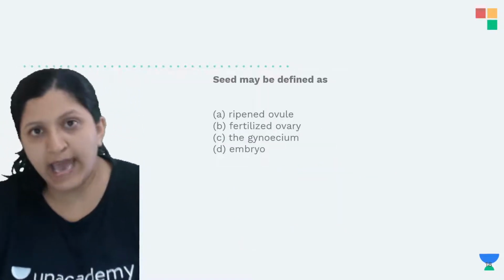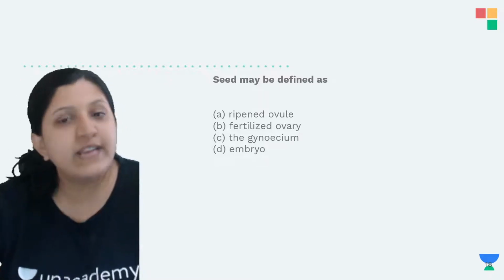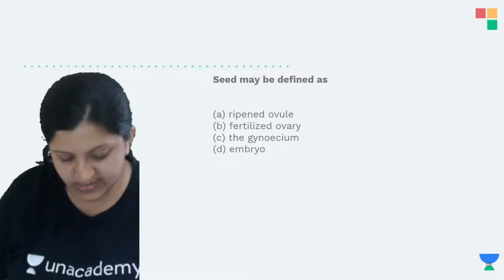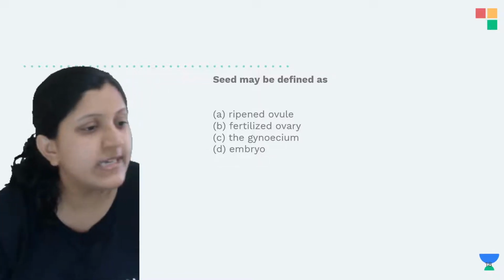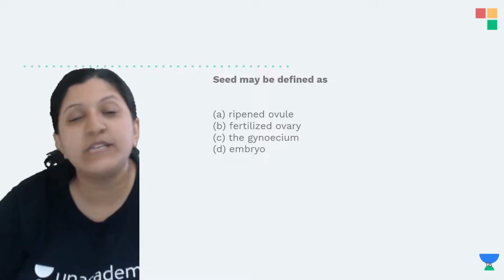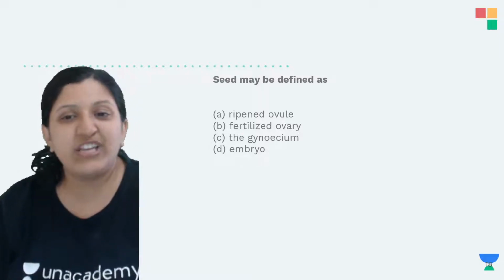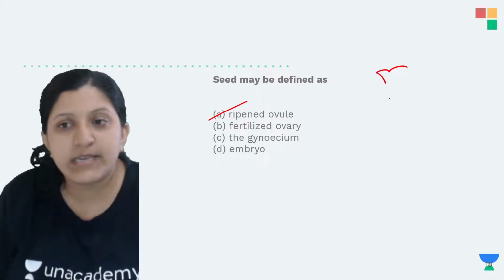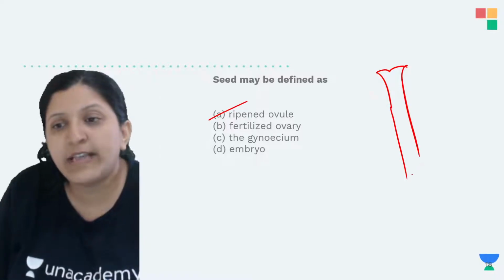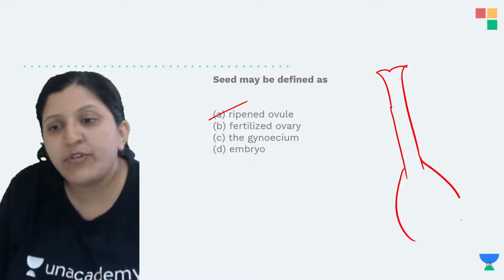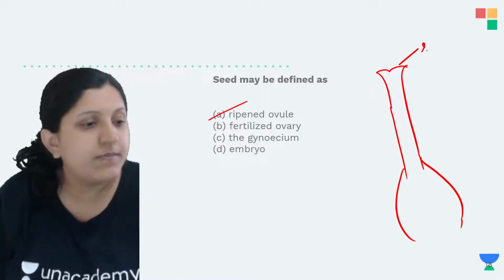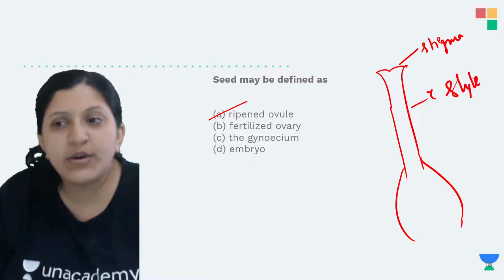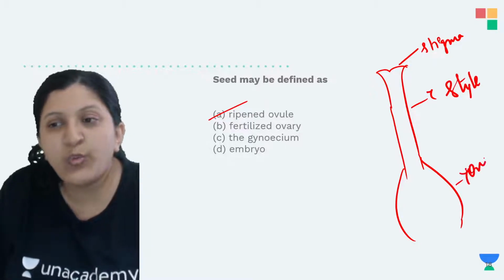Seed may be defined as ripened ovule, fertilized ovary, the gynoecium, or the embryo. Any idea about this one? As the definition itself says, this is basically a ripened ovule. How? Because there is a stigma, and there is a fertilization that we can see. You can find a stigma there, a style there, and an ovary.